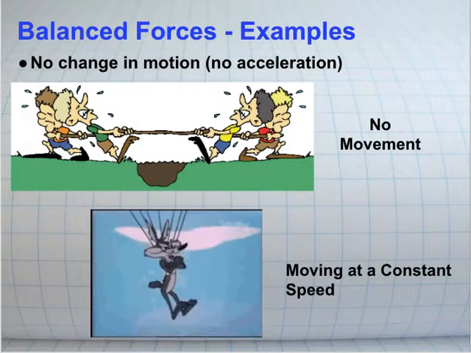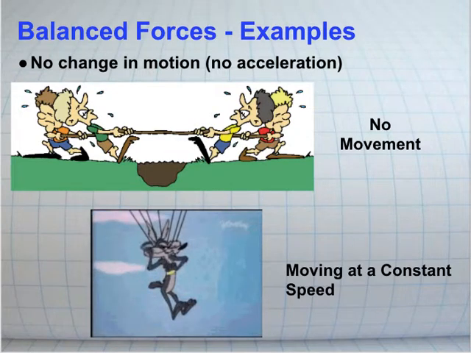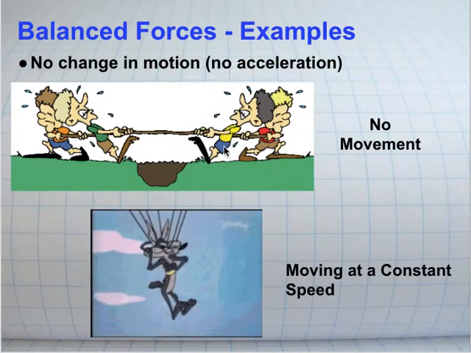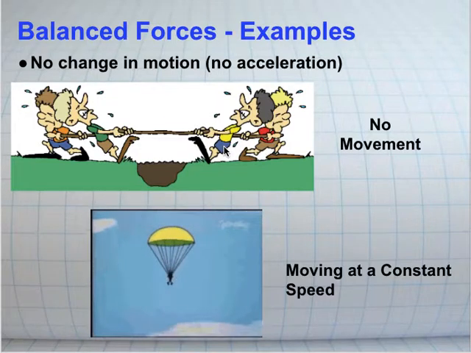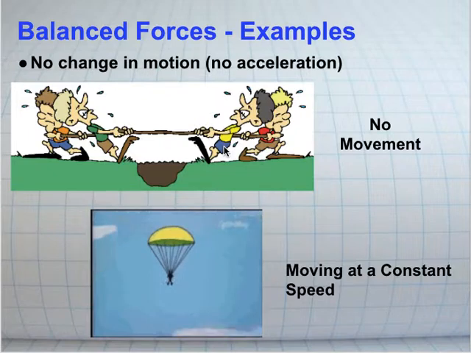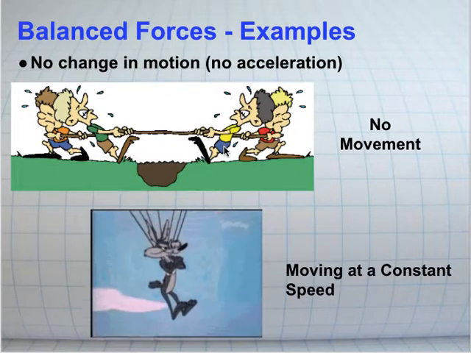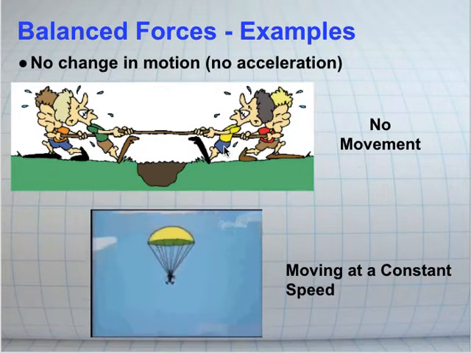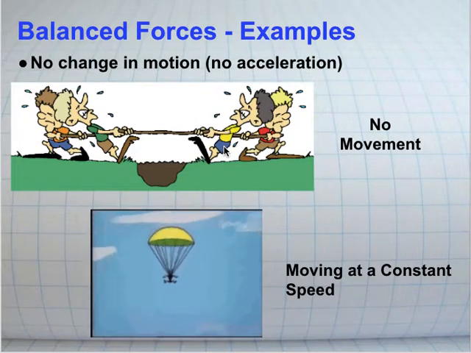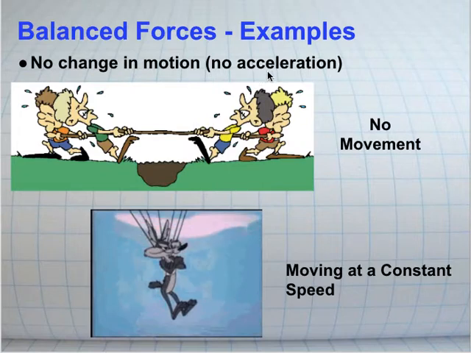All right, so here are some examples that you might see with balanced forces. The first one is kind of like tug of war. If we have two teams that are neck and neck and they're pulling and they're not moving at all, there are forces happening. Each of those people are pulling as hard as they can with all their might, but they're not moving. Well, why is it that they're not moving or accelerating?